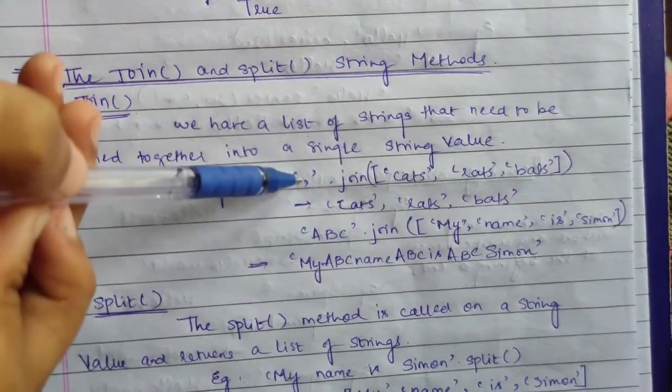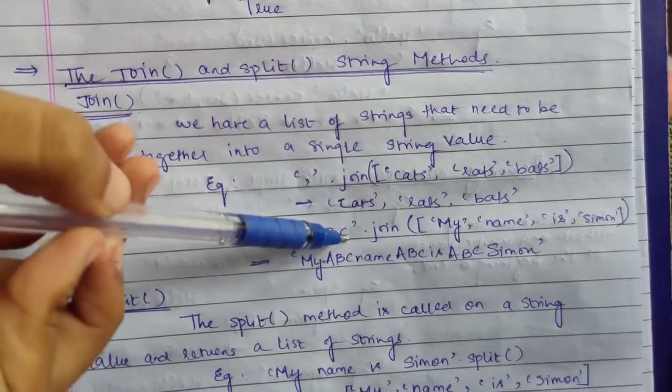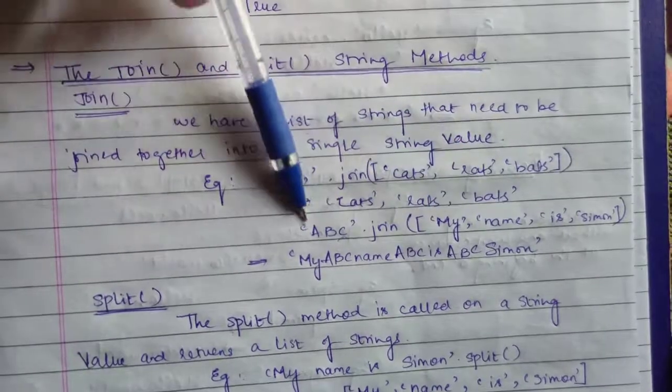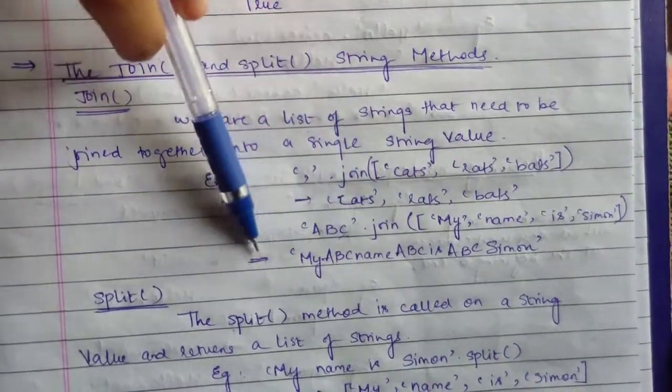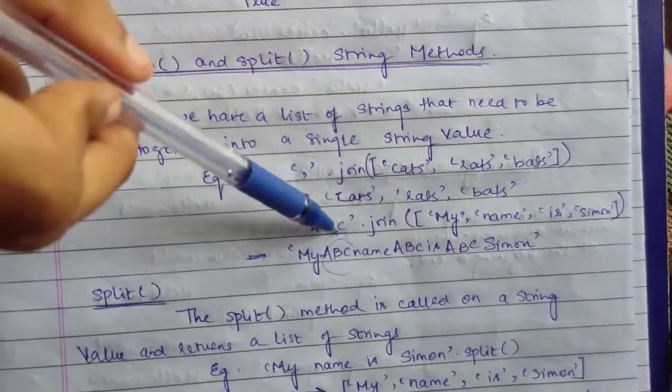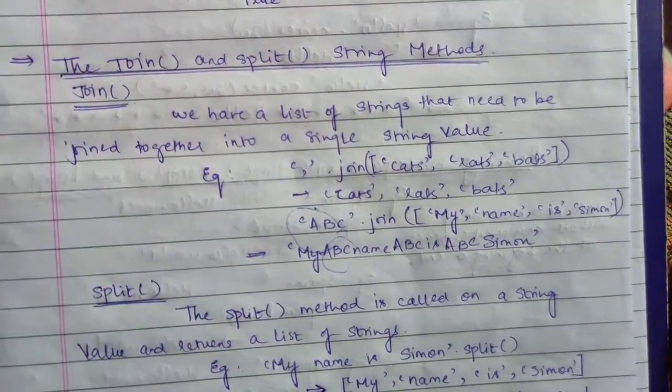Suppose you want the delimiter to be ABC, so it will join all of these elements in the list with ABC in the middle. Since here we have done it with a comma, here it will be joined with ABC since the delimiter is ABC. Come to the split function.